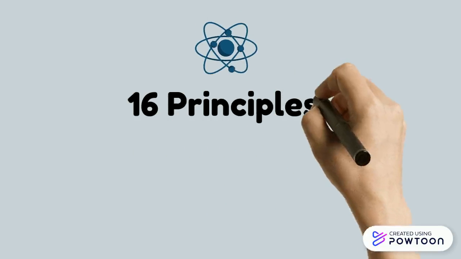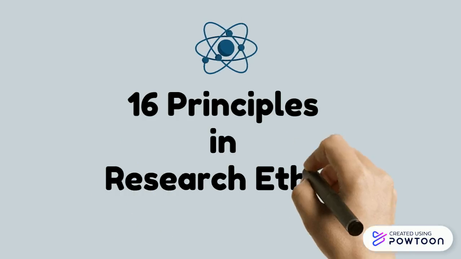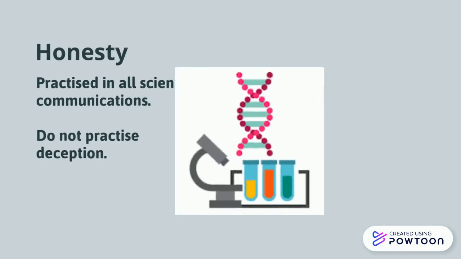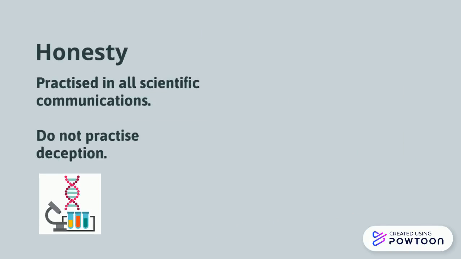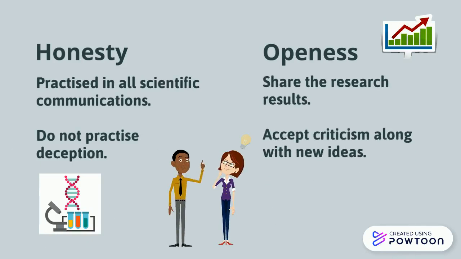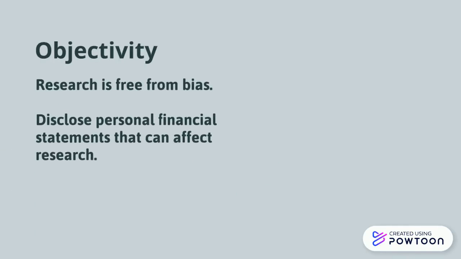There are 16 general principles in research ethics. 1. Honesty in all scientific communications and do not practice deception. 2. Openness, by being able to share the research results and accept criticism along with new ideas. 3. Objectivity. The research is free from bias.